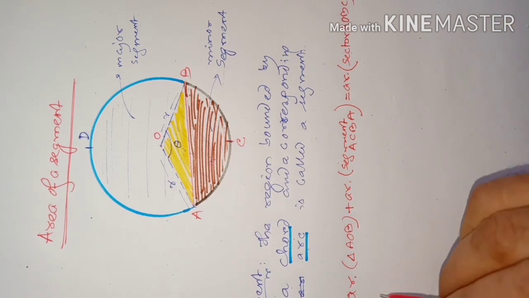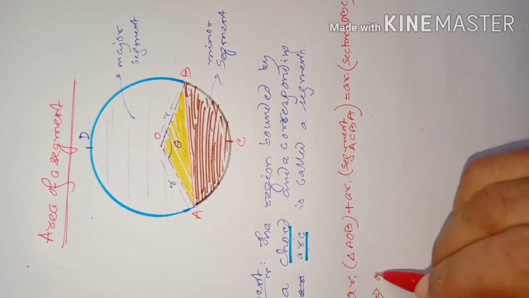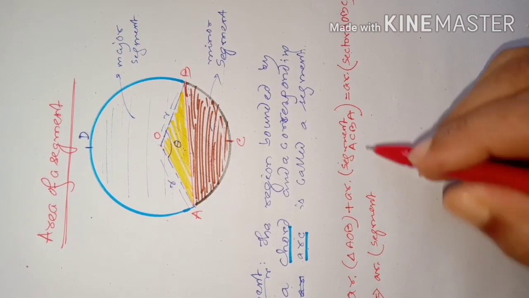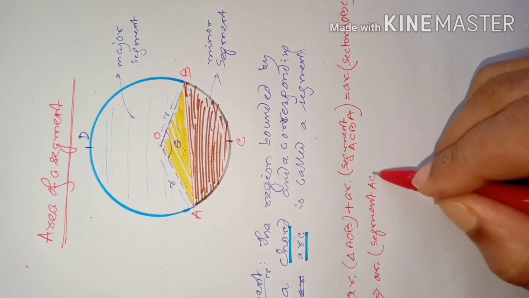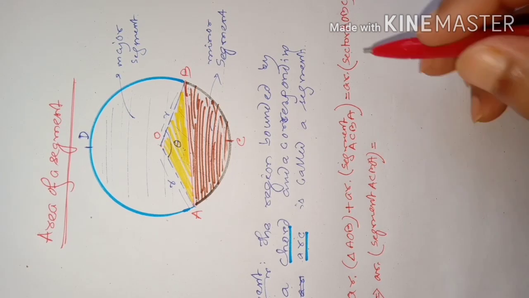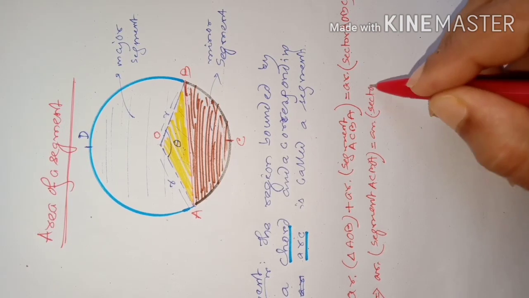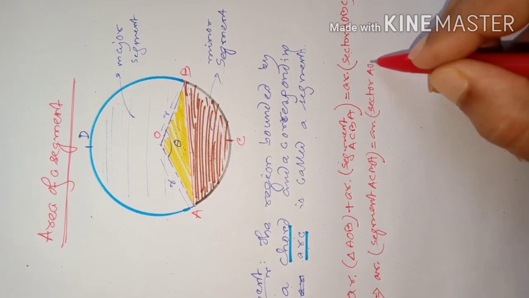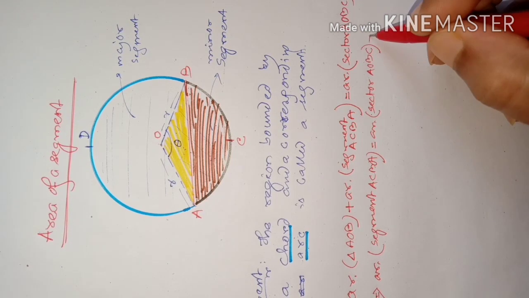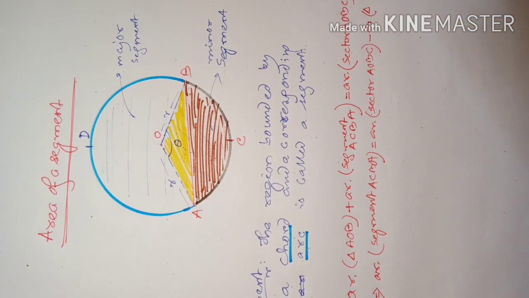Now from here I ask you only to write the area of segment. Area of segment ACBA is equal to, what will it be? Area of sector AOBC minus area of triangle AOB.